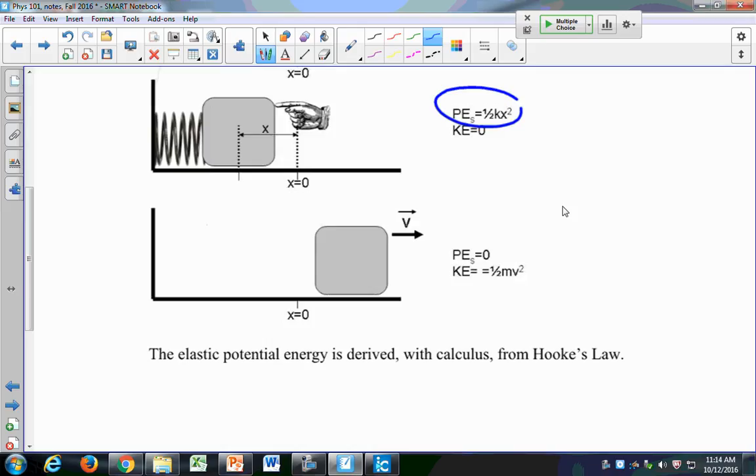But it's a similar thing as this, that you're converting elastic potential energy, PE, into kinetic energy.